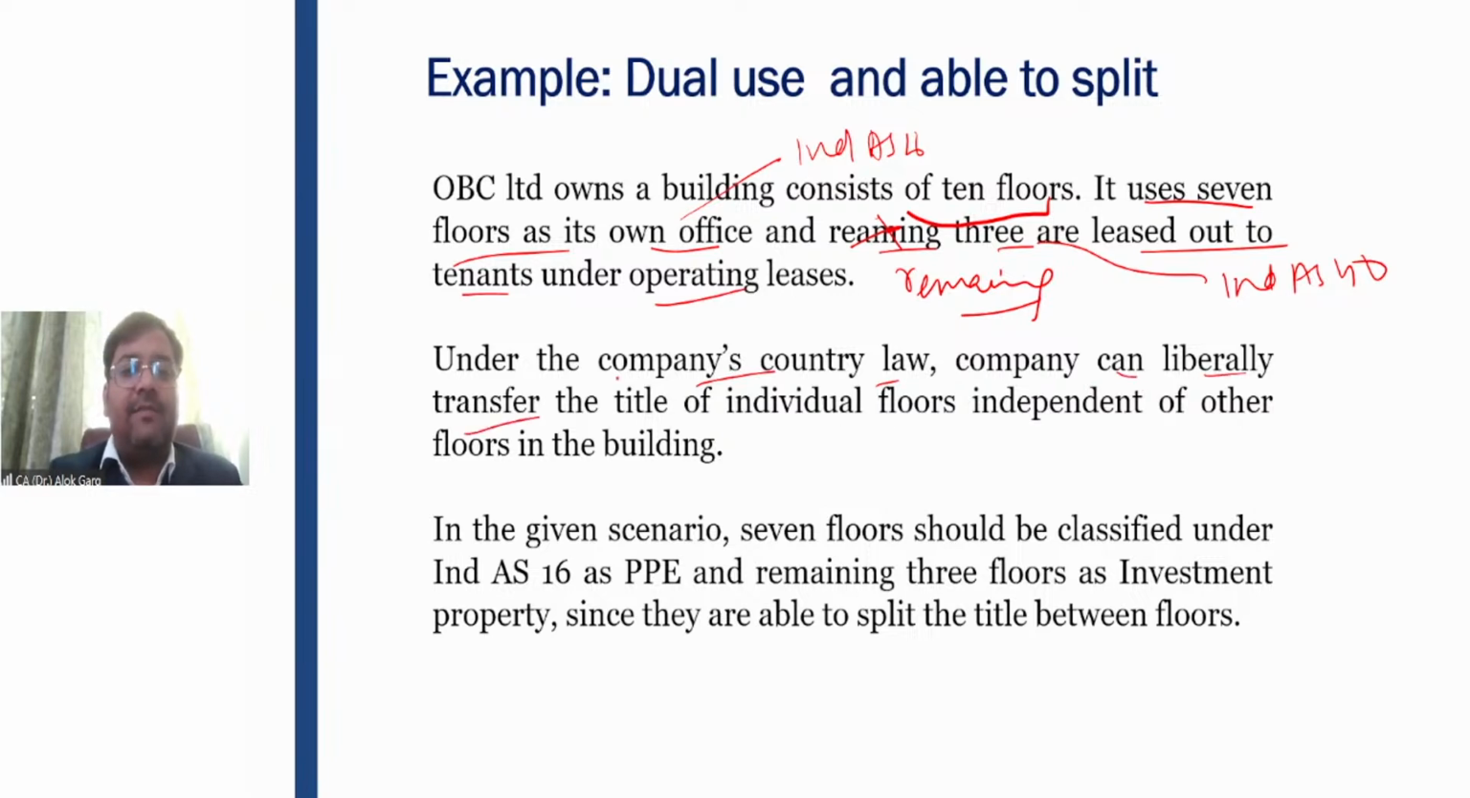Under the company's country law, the company can freely transfer the title of individual floors independent of other floors in the building, right? In the given scenario, 7 floors should be classified under Ind AS 16 as PPE, and the remaining 3 floors as investment property, since they are able to split the title between the floors. Is it clear? I hope it is clear to all of you.